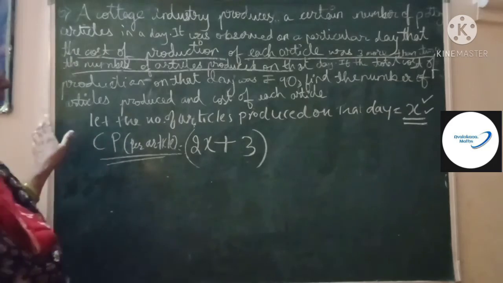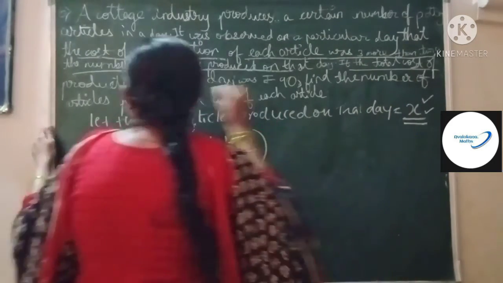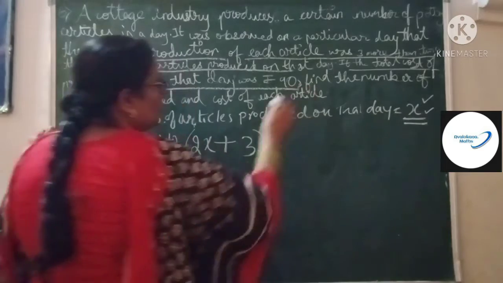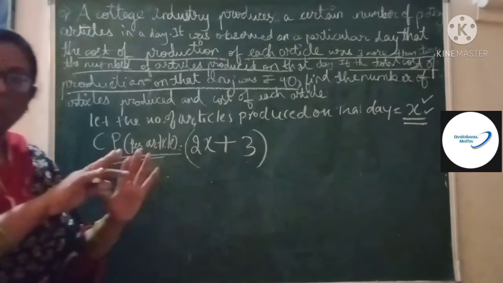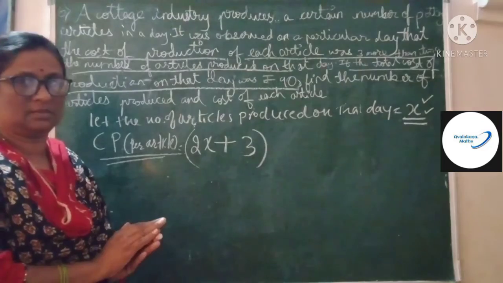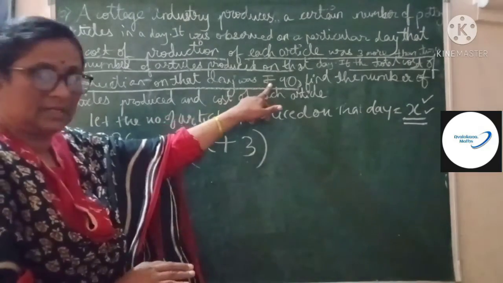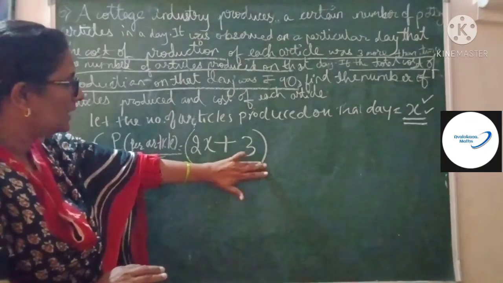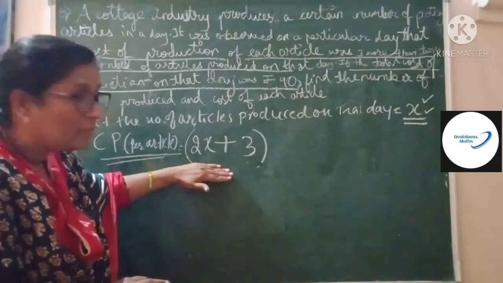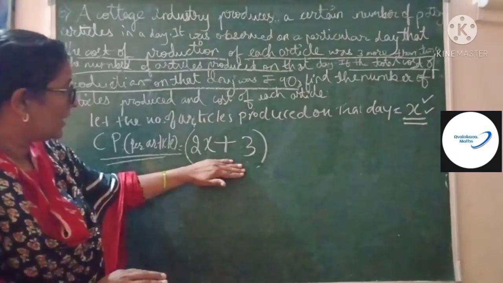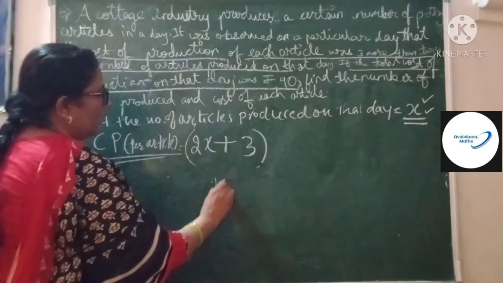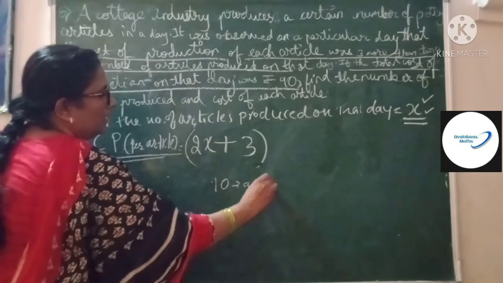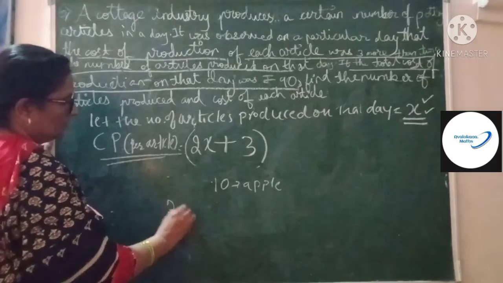Now see the next concept. What they say is, the total cost of production on that day was rupees 90. Total cost of production is the overall cost of all the articles they have produced, and that is 90. That means 2X plus 3 is the cost of one article. See here, suppose you are having 10 pieces, 10 apples. Cost of one apple is rupees 5.